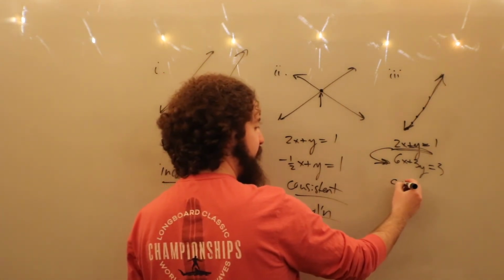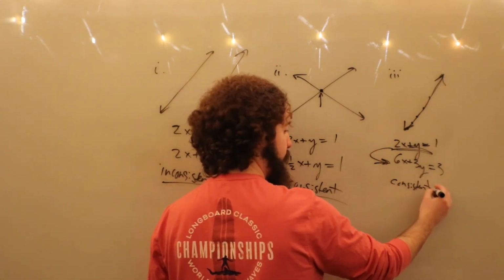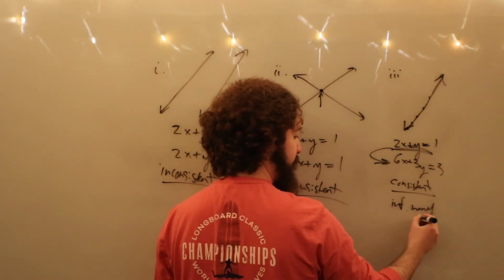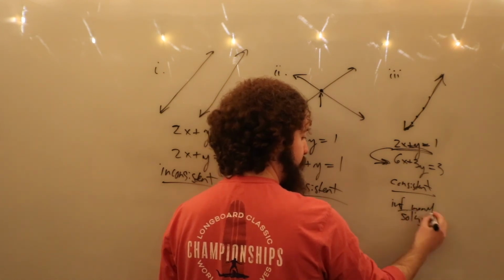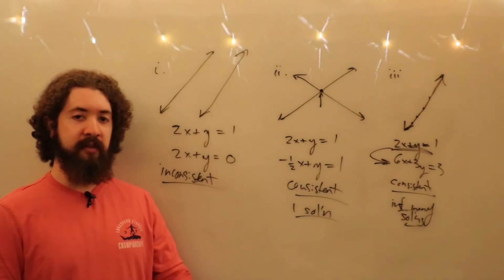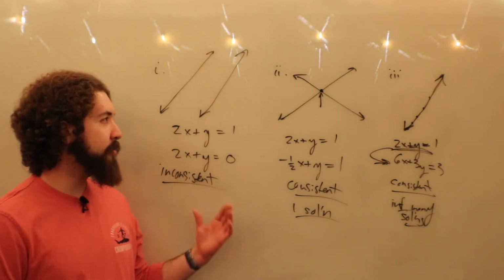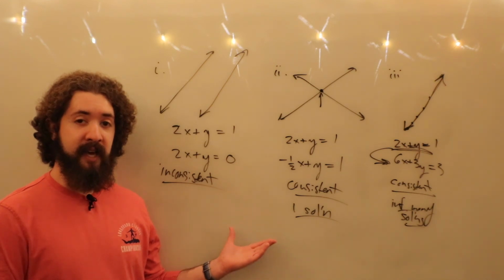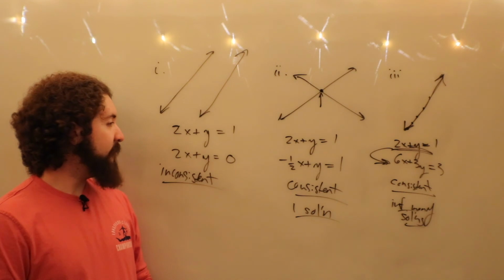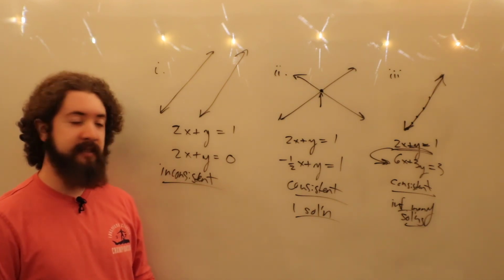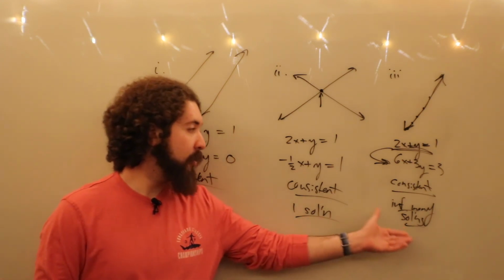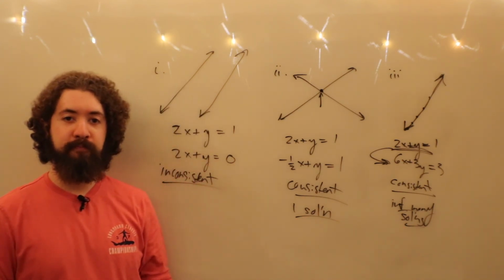So this is a consistent system with infinitely many solutions, because you can pick any point on the line. So these are 3 cases, and the question is, are there any other cases? Or does this completely summarize systems of linear equations? And the answer is, this completely characterizes them. Every system of linear equations will have exactly either no solutions, exactly one solution, or infinitely many solutions.